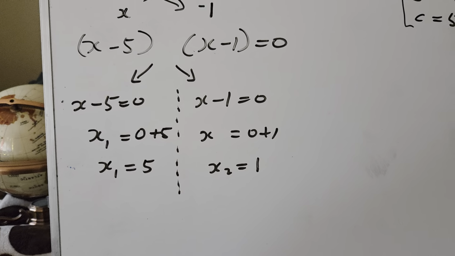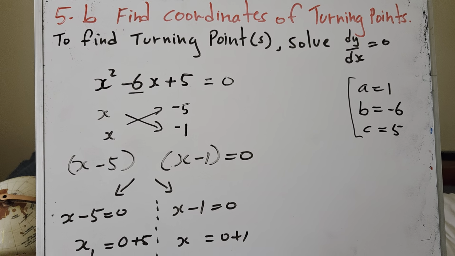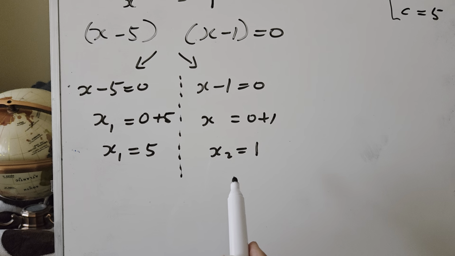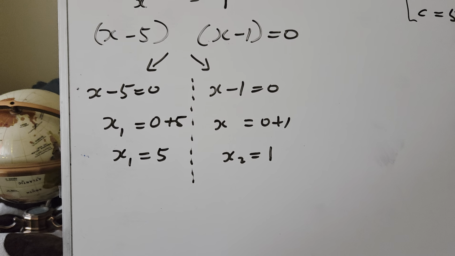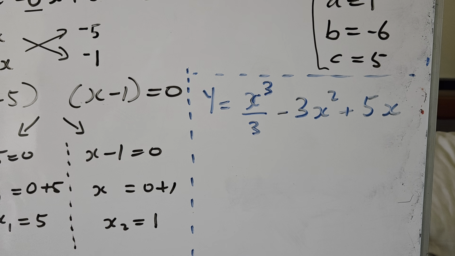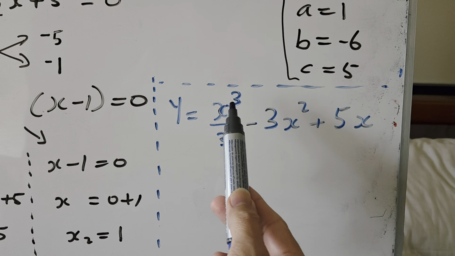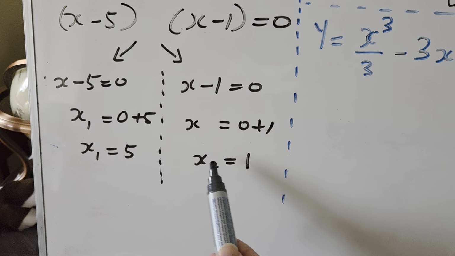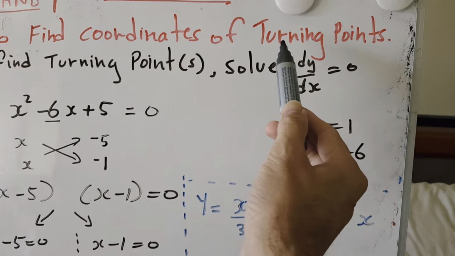Do not stop over here. There's more to be done. We need to find the turning points. We just have found the x values of the turning points. Now find the corresponding y values of the turning points. So we have to substitute these x values into the original formula. In part A, our original equation was y is equal to 1/3 x to the power of 3 minus 3x squared plus 5x. So the x values we have found, one at a time we are going to substitute in the original formula to find the corresponding y values for the turning points.